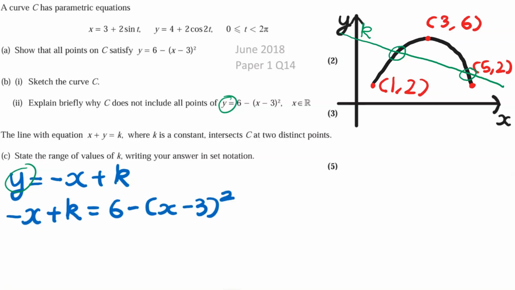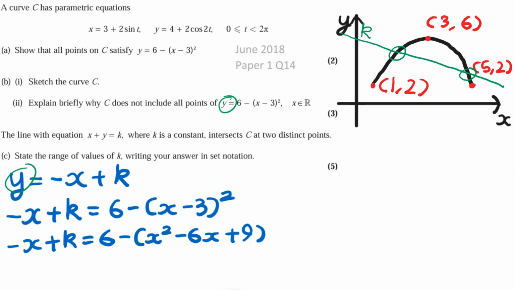so it becomes minus x plus k is equal to 6 minus (x minus 3) to the power of 2. Okay, now let's simplify this. We have (x minus 3) to the power of 2, so if we expand this it's going to be x squared minus 6x plus 9. Remember we have this minus coefficient in front of the whole bracket, so if we expand this it's going to be minus x squared plus 6x minus 9 like this here.